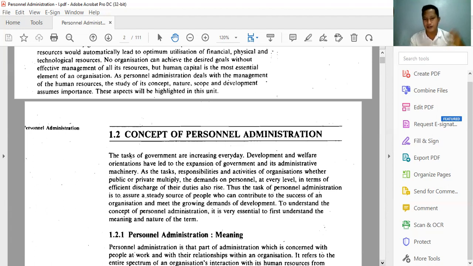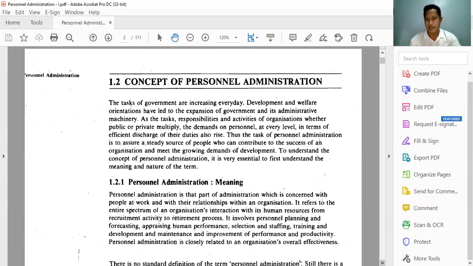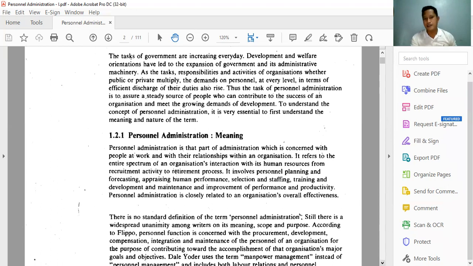But even though there are differences, what is very important is for you to understand deeper the concept of personal administration. To know more, we can understand its concept, its objective, and the scope. And it's very significant also to know its nature. So let's proceed with the meaning of personal administration. Personal administration is the part of administration which is concerned with people at work, with their relationships within an organization. That's the very basic concept.